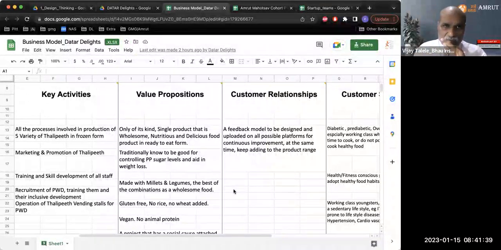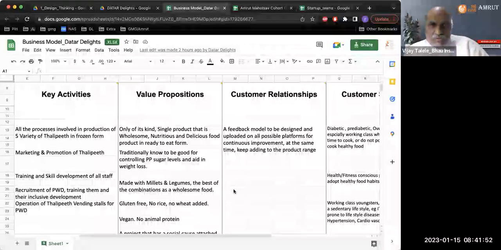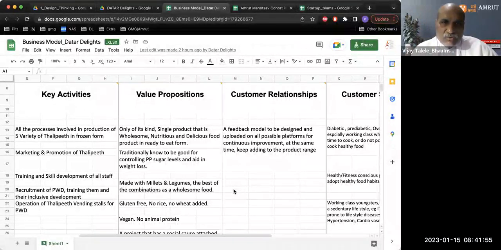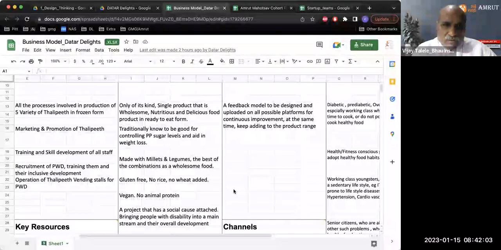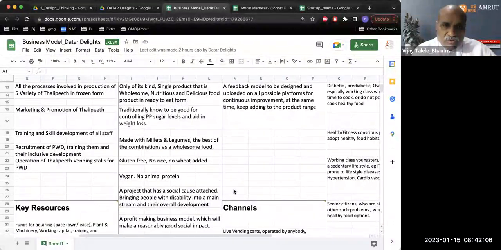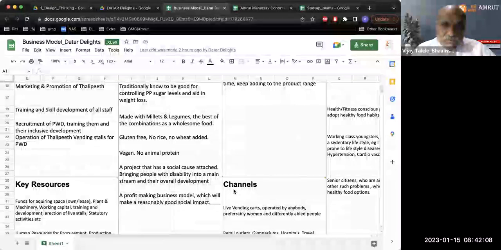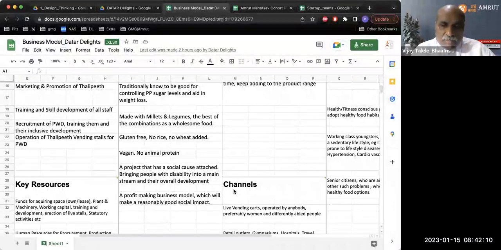Now let's look at your value proposition. Only of its kind, single product that is wholesome, nutritious, delicious food. Traditional, known to be good for controlling PP sugar levels. Aids in weight loss, made with millets, legumes, best of combinations, gluten-free, no rice, no white added, vegan, no animal product, a project that has a social cause attached, bringing people with disability and profit making.